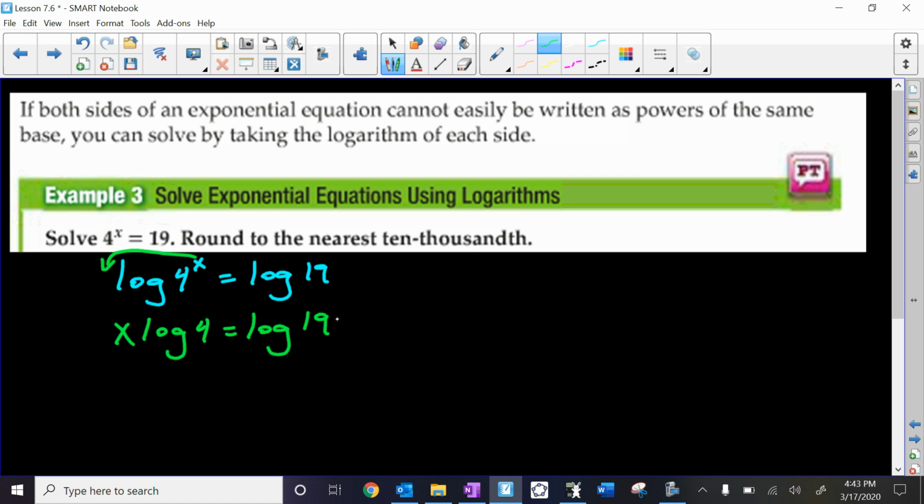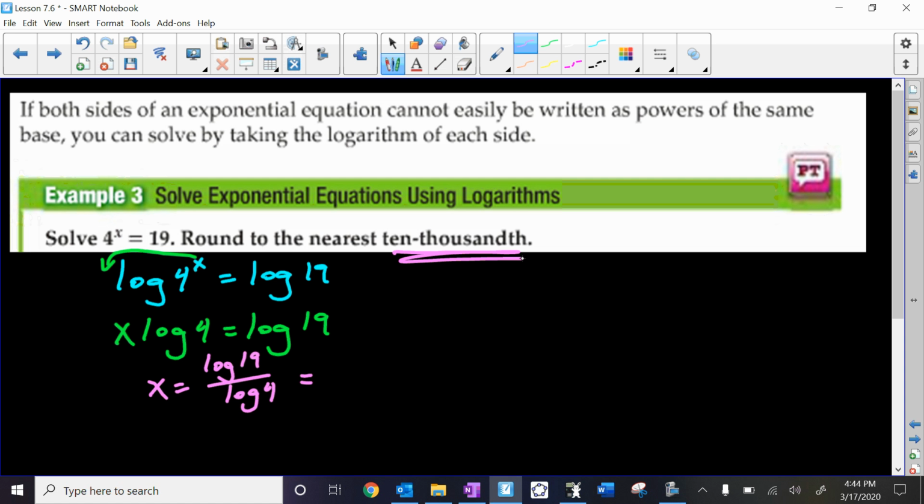And then it becomes like a regular equation. Log of 4 is the same thing as a number. Log of 19 is a number. You can plug it into your calculator if you'd like. If I say 5 times x equals 19, you would just divide by 5 and you'd be good to go. You're going to do the same thing here. You're just going to divide by log of 4. So log of 19 over log of 4 will get you your value.